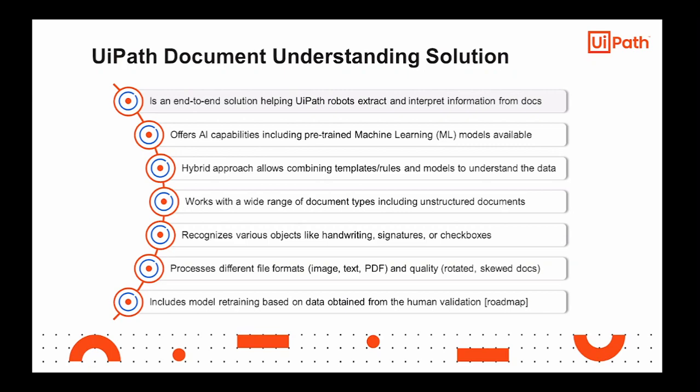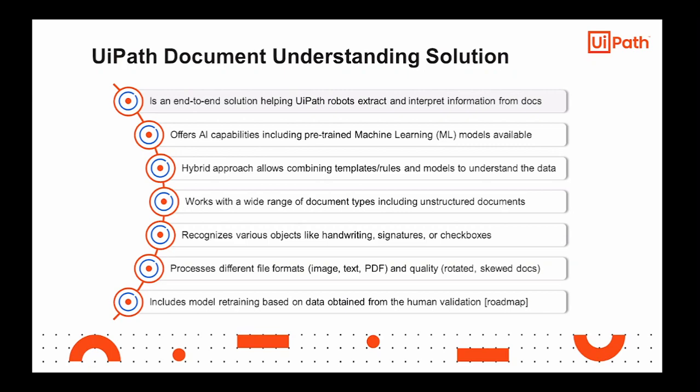The tool works with a wide range of documents, including unstructured documents, recognizes different objects like handwriting or checkboxes, and can deal with various file formats and quality. Owing to AI-powered capabilities, Document Understanding ensures fast and accurate document processing. Point to the data you need to work with and rely on document understanding to do this for you.